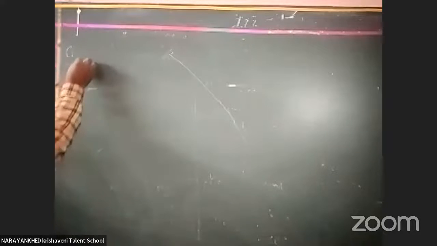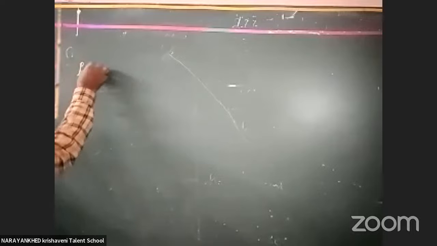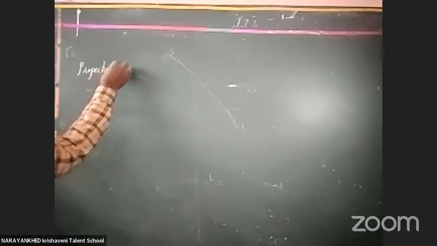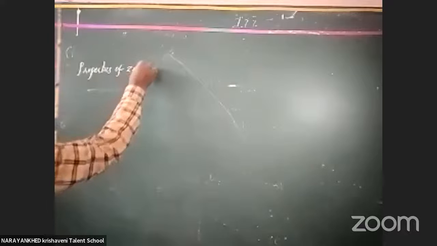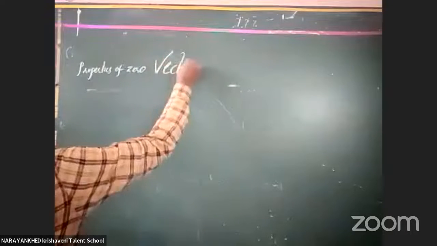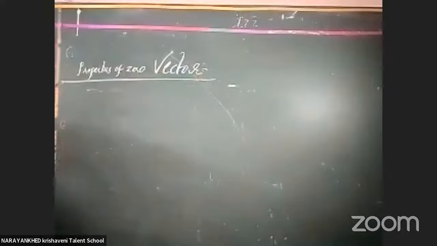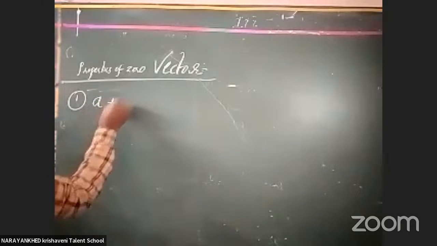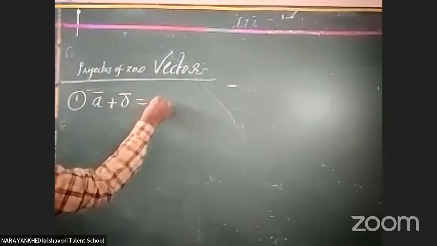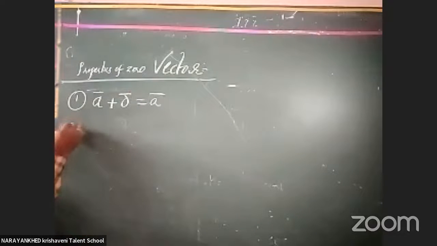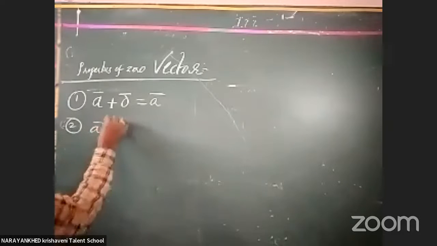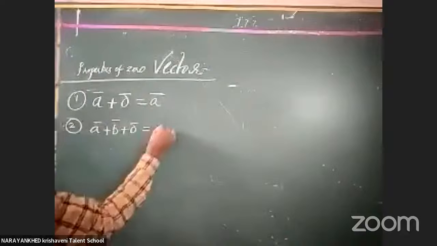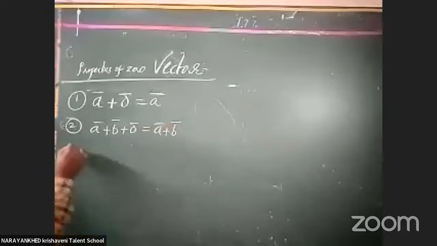Now, what are the properties of the zero vector? The first property is a bar plus 0 bar is equal to a bar. Clear or not? The second property is a bar plus b bar plus 0 bar, the null vector, is equal to a bar plus b bar.